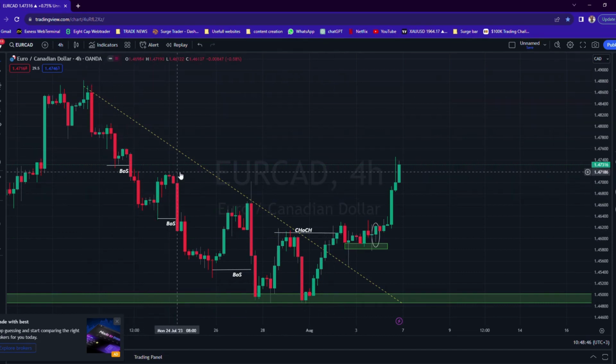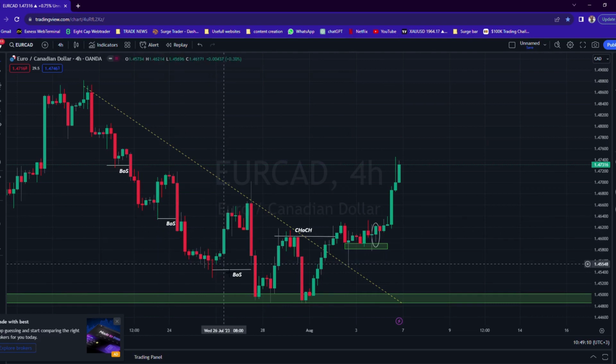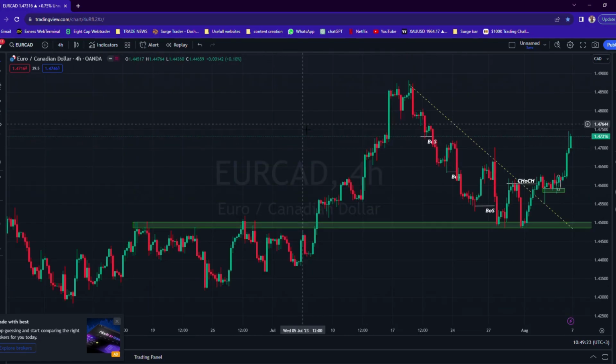You see price moving gradually, creating lower lows and lower highs until you see price creating a higher high, breaking the previous. In the 4-hour chart, we'll take this as our resistance, and now price is creating higher highs and higher lows. Price is moving from creating lower lows and lower highs to creating higher highs and higher lows. Now this is what we call a change of character: price changing from one trend to another trend.